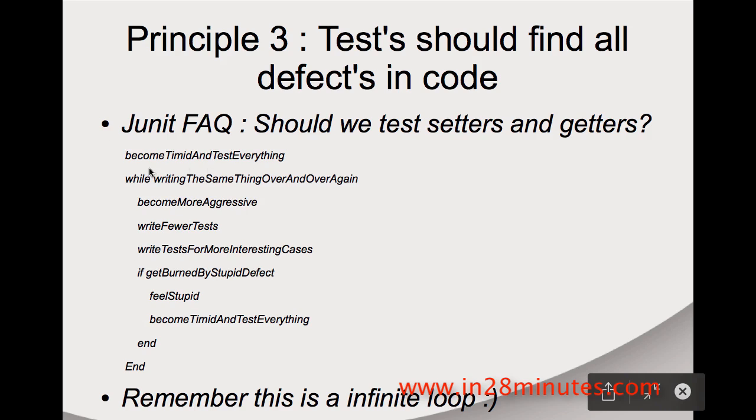It says, start with testing everything. You do it over and over again, so you become more aggressive. You start writing fewer tests, and then you start writing tests only for the most interesting scenarios. So you limit your testing to only interesting scenarios, and then you get burned by a stupid defect. You feel stupid, and then you start writing tests again, a lot of tests, and then this cycle goes on and on and on. This is an infinite loop.